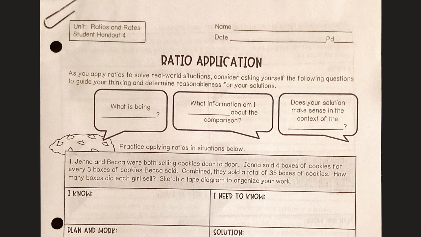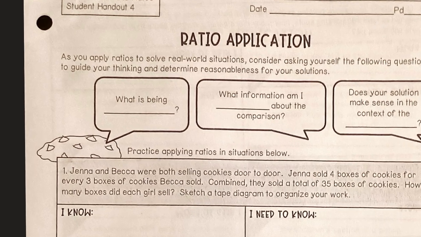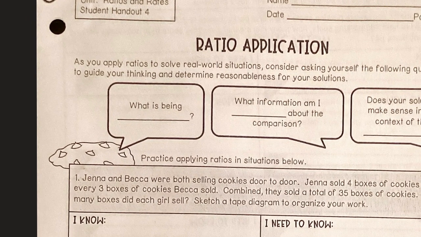as you apply ratios to solve real-world situations, consider asking yourself the following questions to guide your thinking and determine reasonableness for your solution. We're always asking ourselves, how reasonable is our solution? Because if it's not reasonable, then your solution is probably not correct. So let's go ahead and fill in these bubbles at the top here.